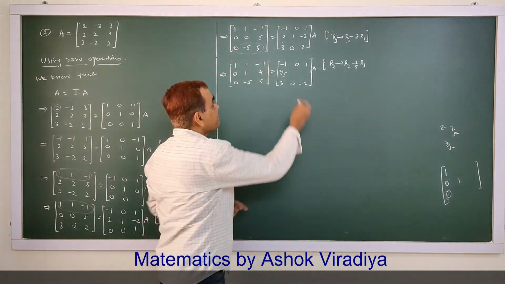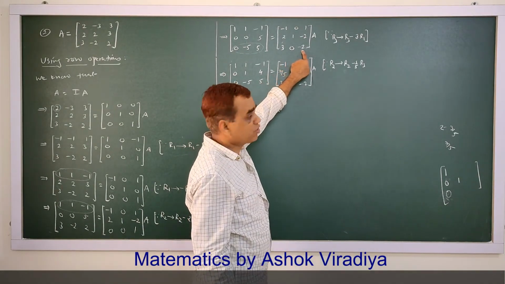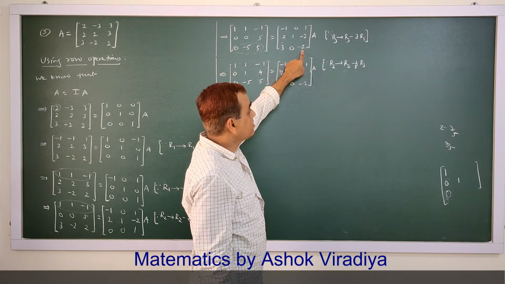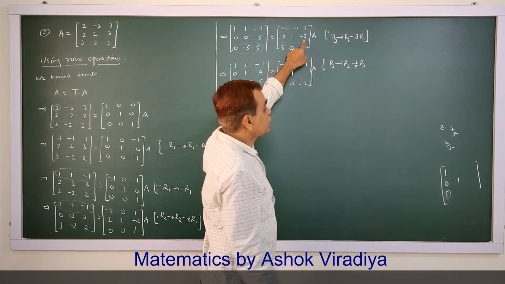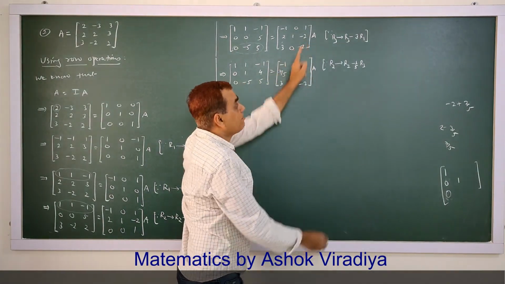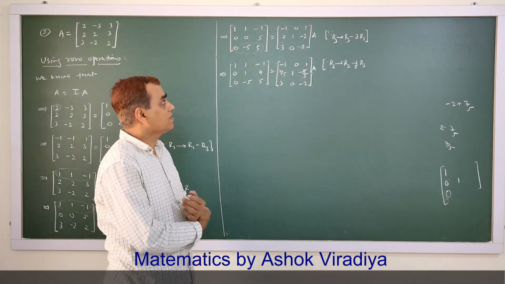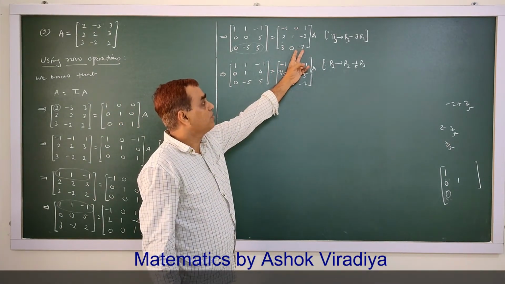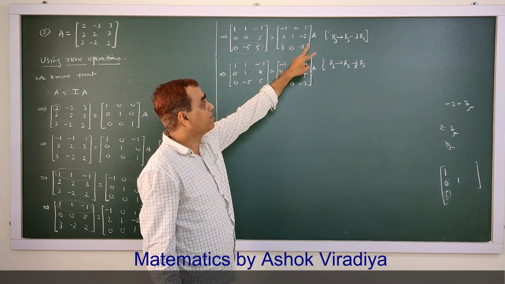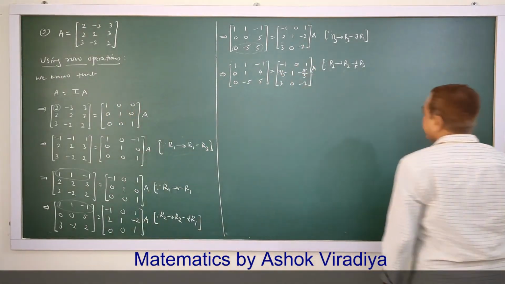Then this is 0, so no effect here. Now here minus 2 multiplied by 1 by 5, so it is minus 2 by 5. Minus 2 by 5 subtract here, so plus 2 by 5. So minus 2 plus 2 by 5, that is minus 10 plus 2, minus 8 by 5. So this 0, 1 is okay.